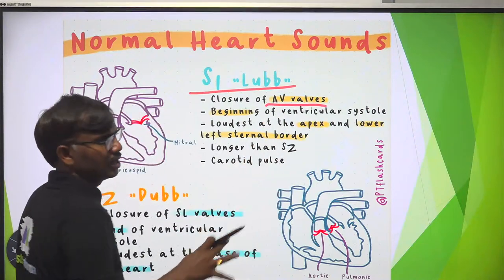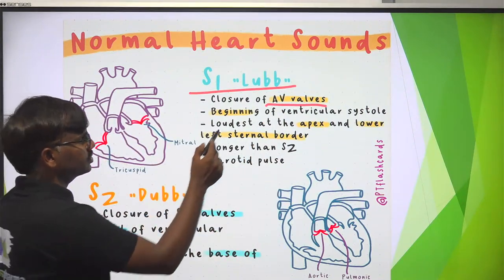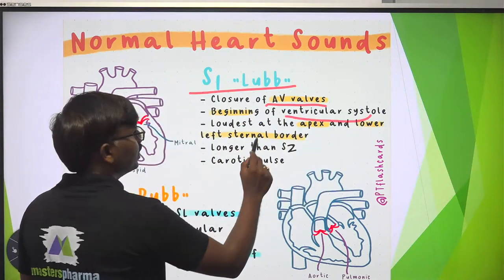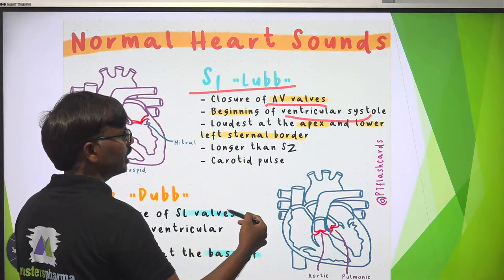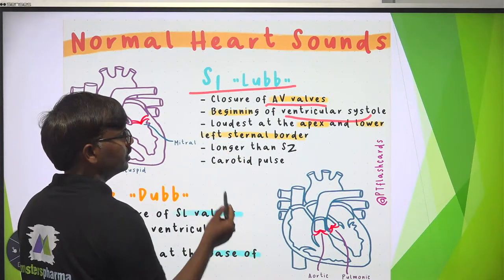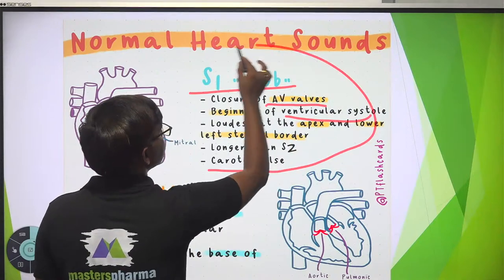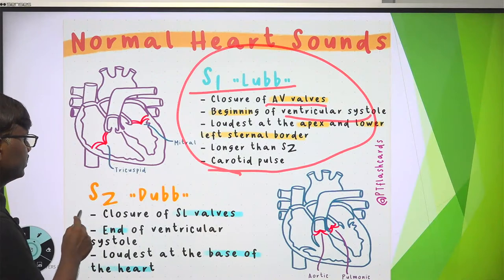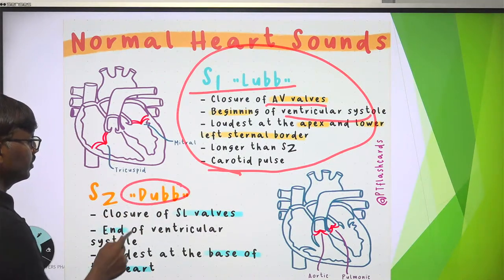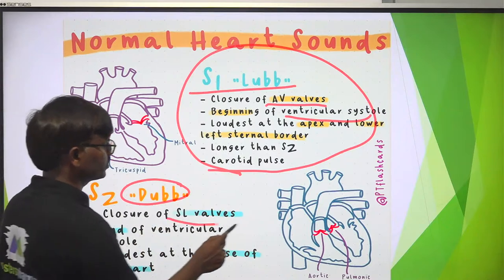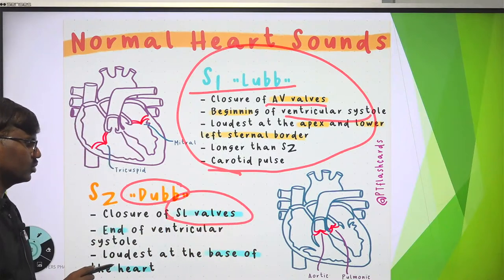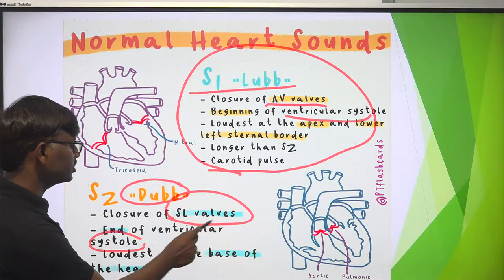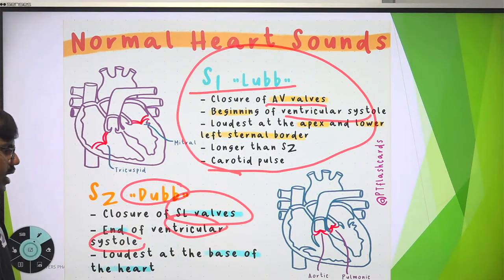What happens at the first lub? First, closure of atrioventricular valves, beginning of ventricular systole, and it is longer than the second sound, then the carotid pulse. These are the events in lub. Okay, this is the first. Then in the second sound, dub, the semilunar valves close, then the end of the ventricular systole. After that diastole starts again, systole closes and diastole starts.